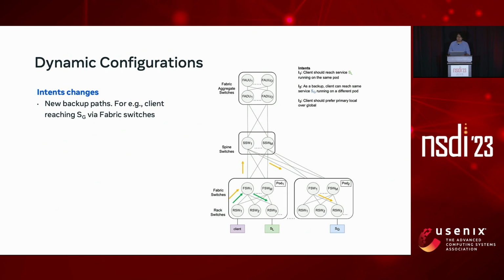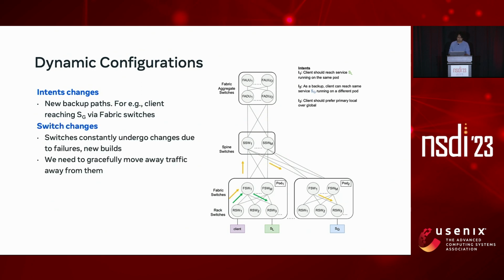The first challenge is the need to support dynamic configurations in the network. This is primarily driven by the dynamic elements in the network. The first dynamic element is intent changes. Looking back at the running example, if the client wants to change the backup path, which originally goes from the spine switches to the fabric aggregator switches, the underlying network should support this intent change without reconfiguration.